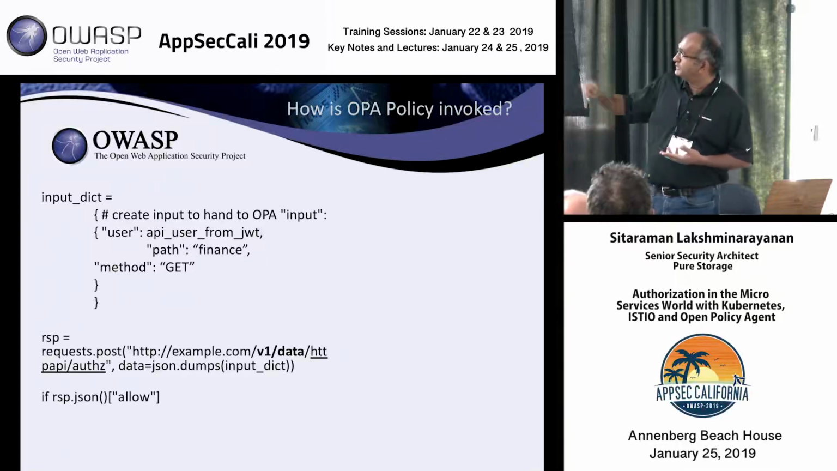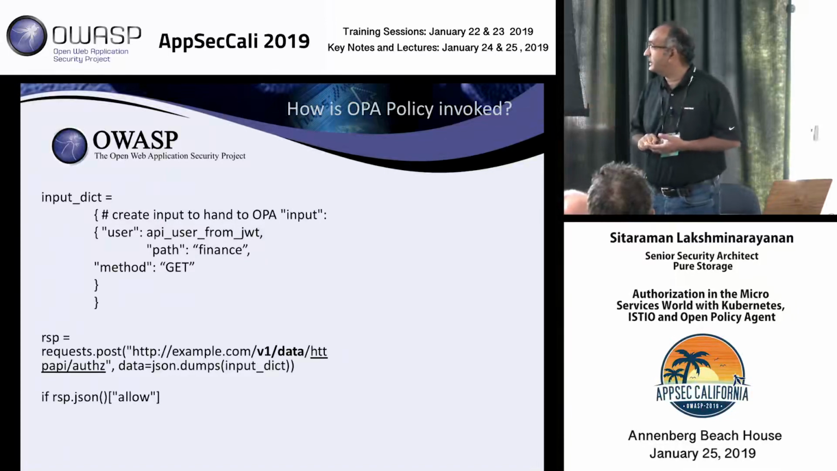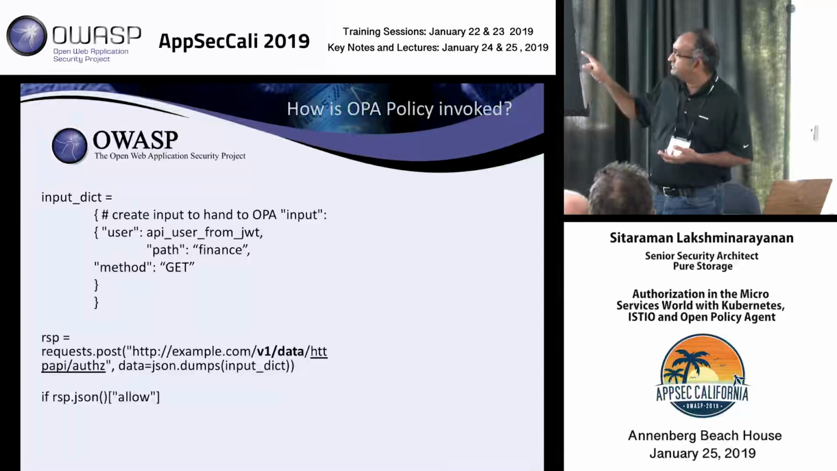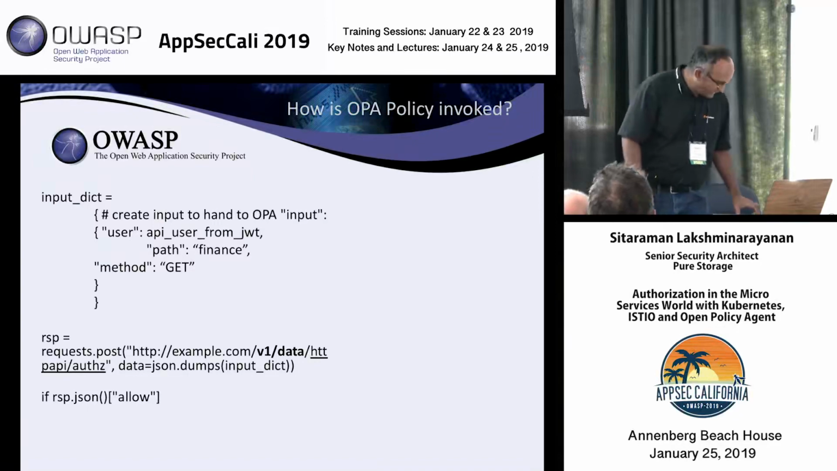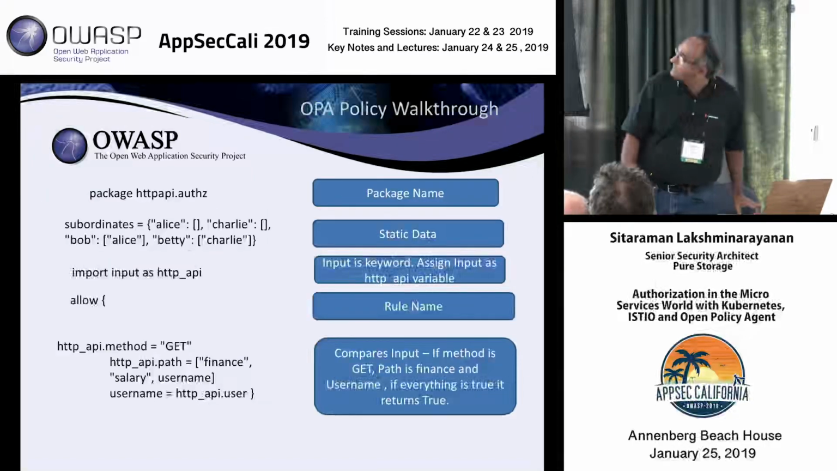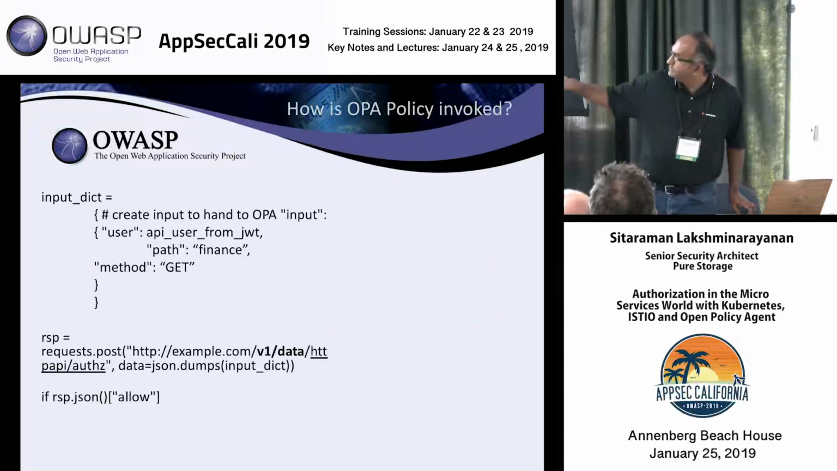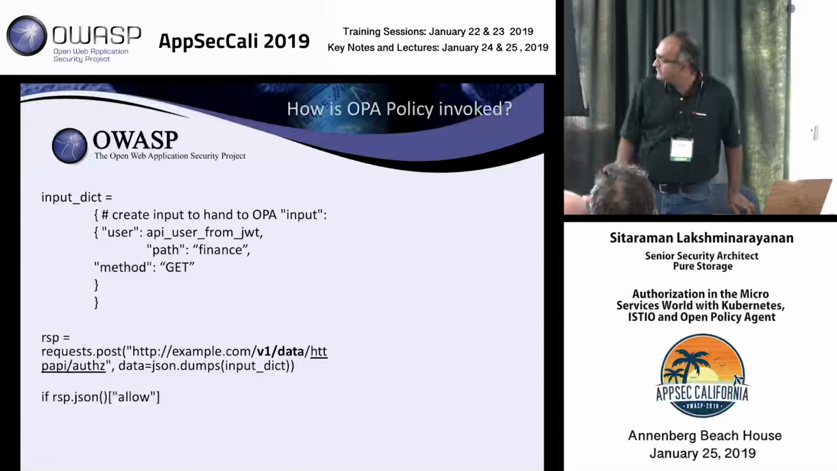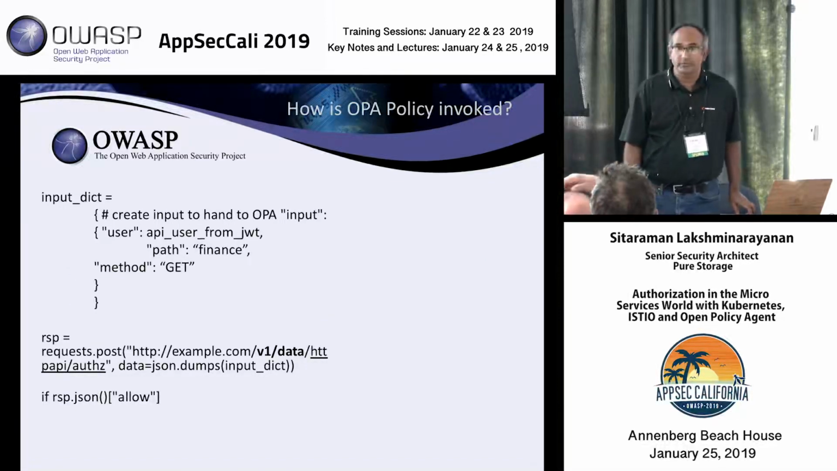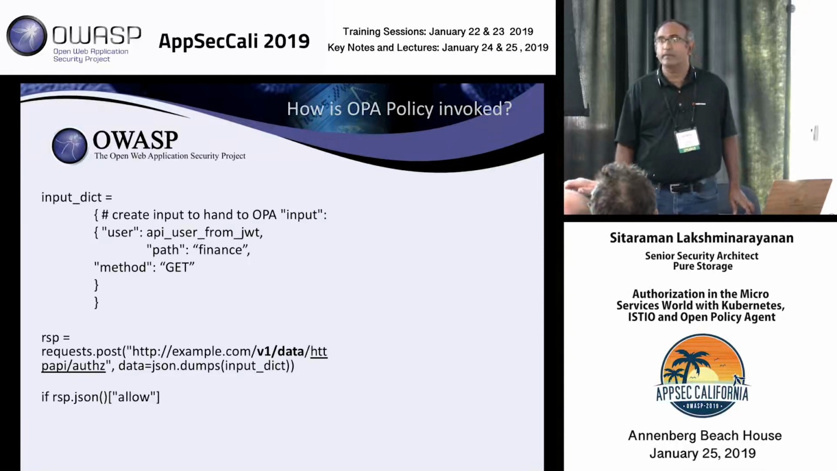And then all you're doing is making a REST API call to /v1/data/ and here is my HTTP API /auth. Remember, that is the package name that we had in the previous one. So that's how it works. When you're calling that API and passing the JSON, you get back the result that says true or false.